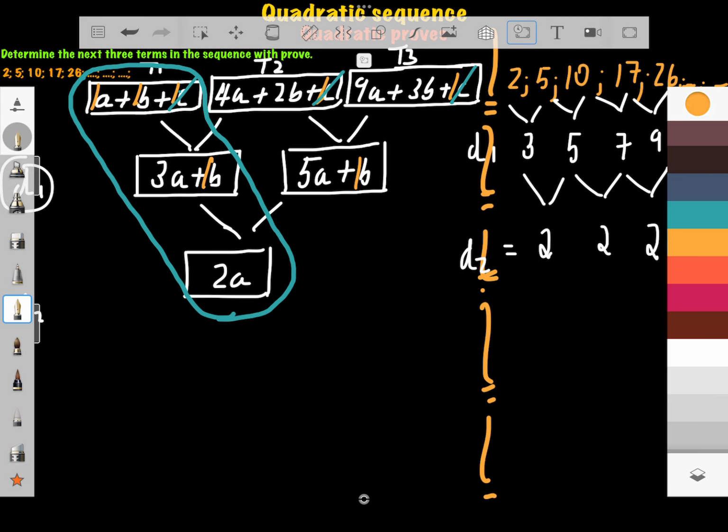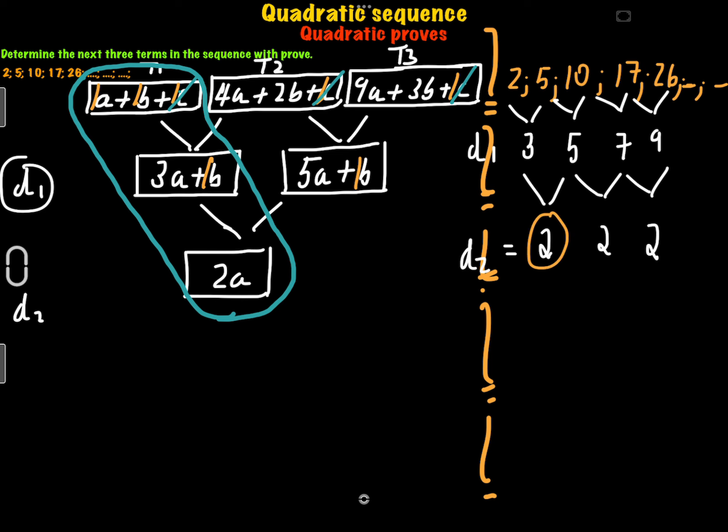Now that 2 is very important. That's what we need. We need to equate that with our second difference. So remember, we're looking at the second difference, so we plug it there. So 2a is equal to 2. We need to find the value of a. 2 times a is equal to 2. What value can I multiply by 2 to give us 2? That's essentially what it means.